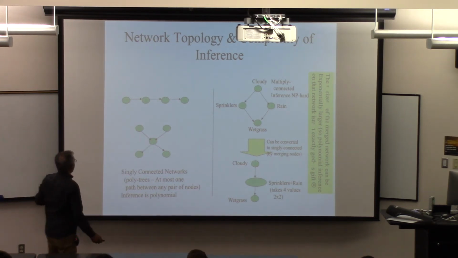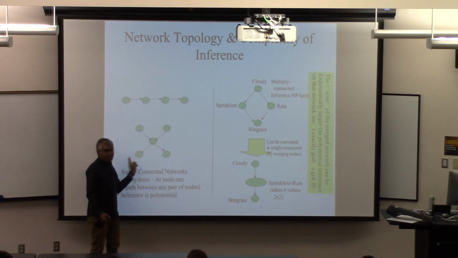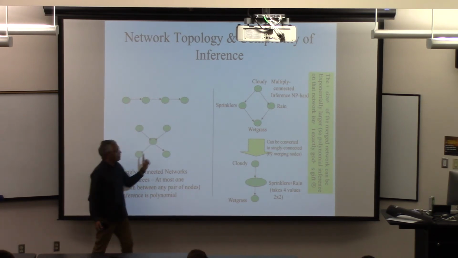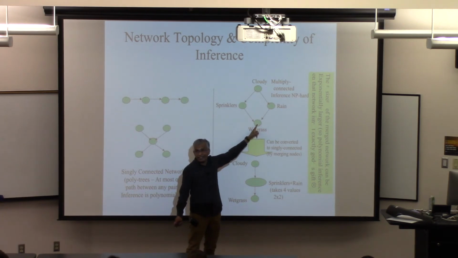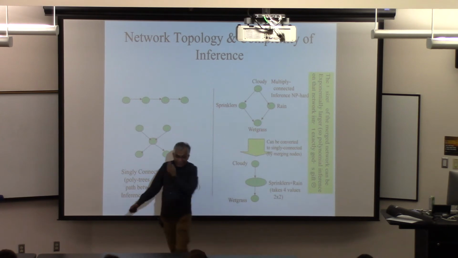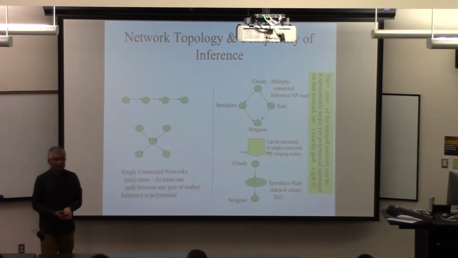Okay? So for example, this is singly connected. So is this singly connected. This, on the other hand, is not singly connected. Remember, this is a bad guy we saw a couple of classes back. This guy is not singly connected. It's multiply connected. Okay? So it turns out that you can show that for singly connected networks, exact inference is polynomial.